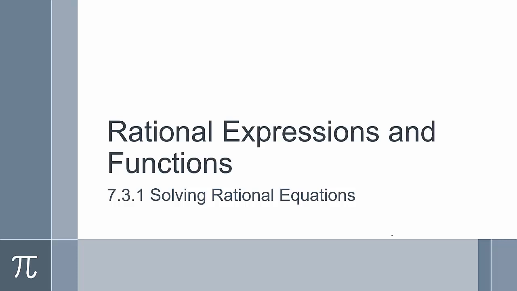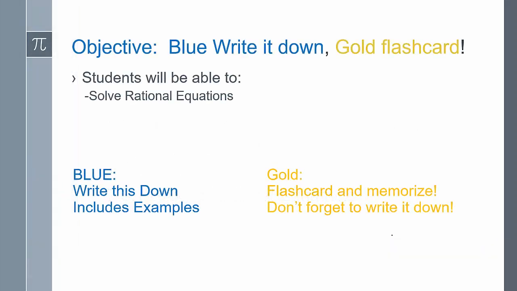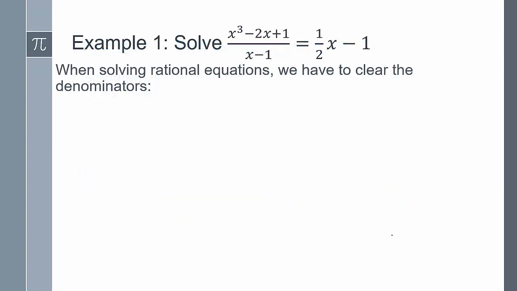This is 731. We're going to be solving rational equations. And so in this lesson, the objective is for you to be able to solve rational equations. Now, when solving a rational equation, we just have to be careful because the strategy that we need to adopt is we need to clear the denominator. It's a rational equation because there's something in the denominator, and we want to clear the denominator.